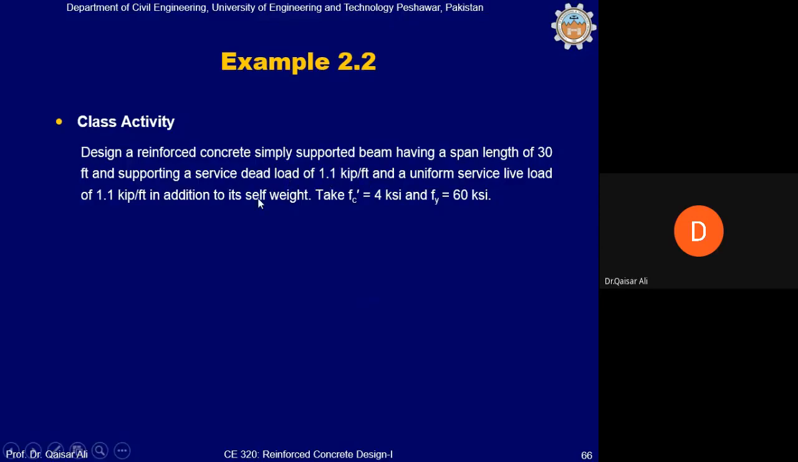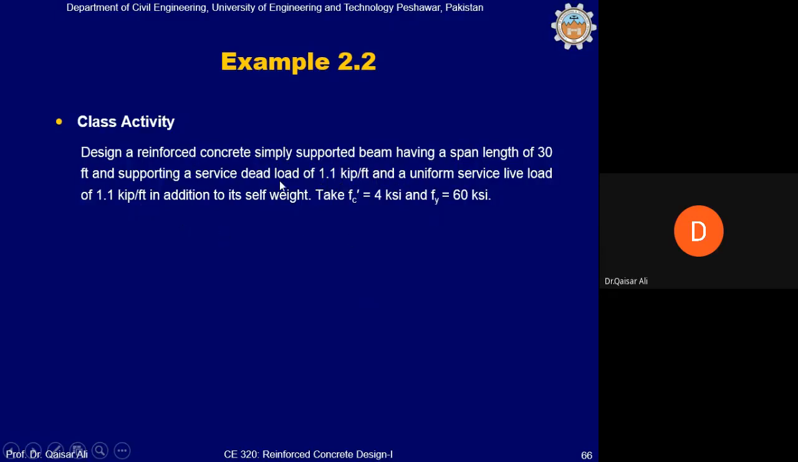This design problem is more or less similar to the one that we have discussed right now. The only difference is the length of the beam is 30 feet instead of 20 feet, and the service dead load is 1.1 kip per foot, and uniform service live load is 1.1 kip per foot.